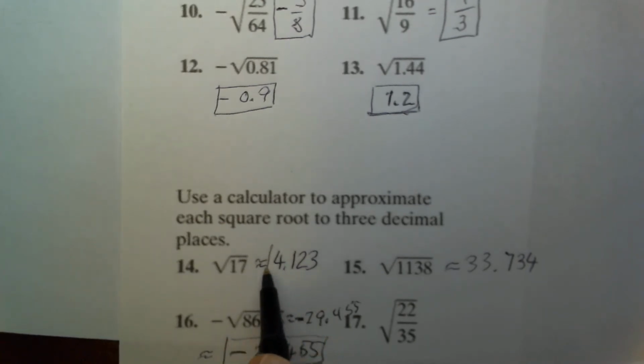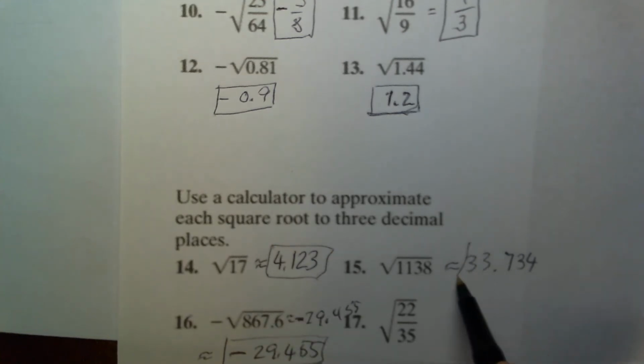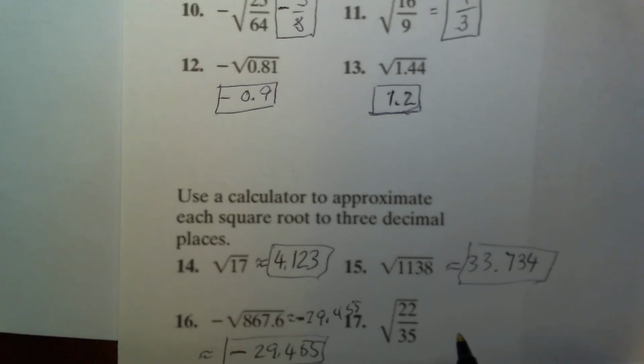This was 4.123. This was 33.734. And so for this one, we divide 22 by 35. And then take the square root, and that is approximately equal to 0.793.